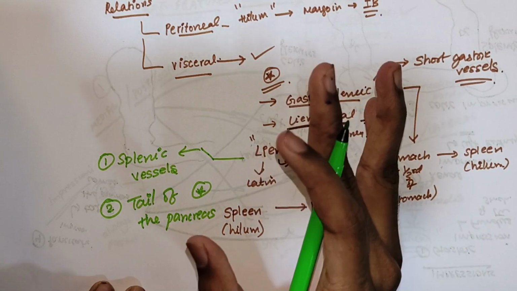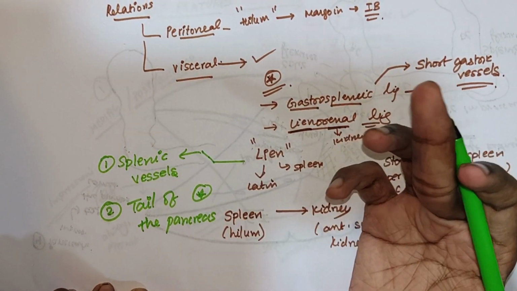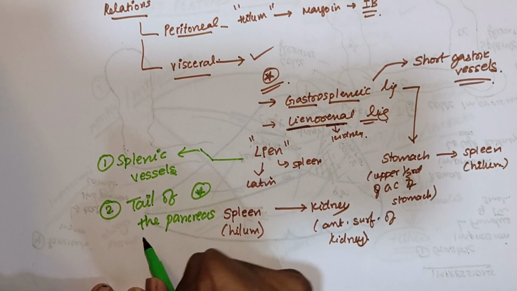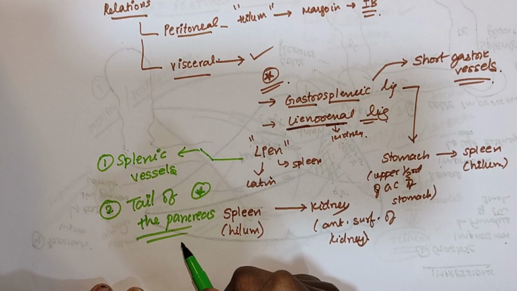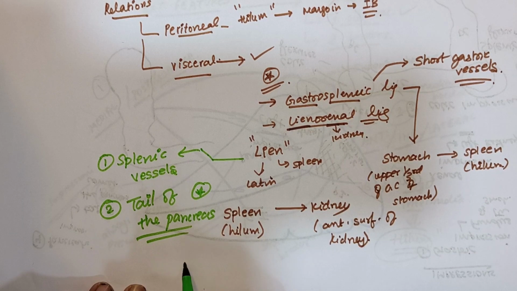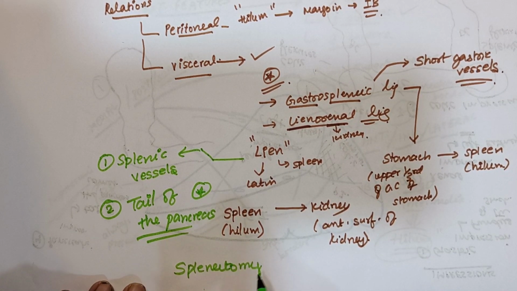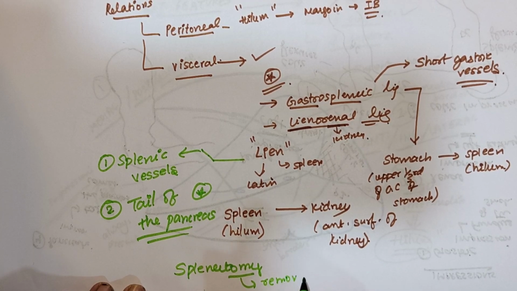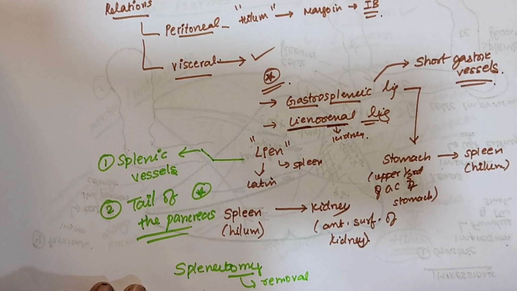Fine. Now let me discuss a clinical aspect of this. As you know, the tail of the pancreas is related to the lienorenal ligament. You might have heard of splenectomy. What is splenectomy? The word ectomy means removal, right? So the removal of spleen basically means splenectomy. Now, when is spleen removed? I'll be discussing all this in the later part of the video.